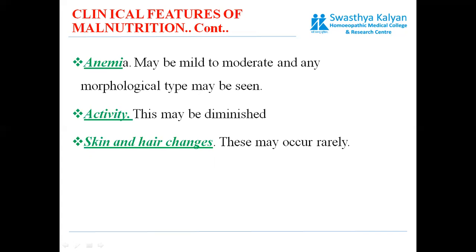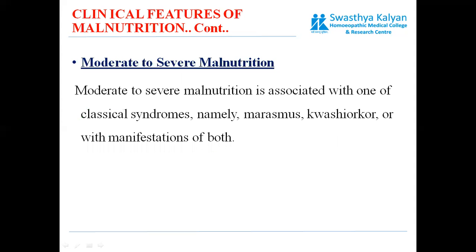So these were the clinical features of mild malnutrition, which is mostly common between the age group of 9 months and 2 years. Now, clinical features of moderate to severe malnutrition. Till now we have discussed the clinical features of mild malnutrition: anemia, activity, skin changes, hair changes, infections, and growth failure.